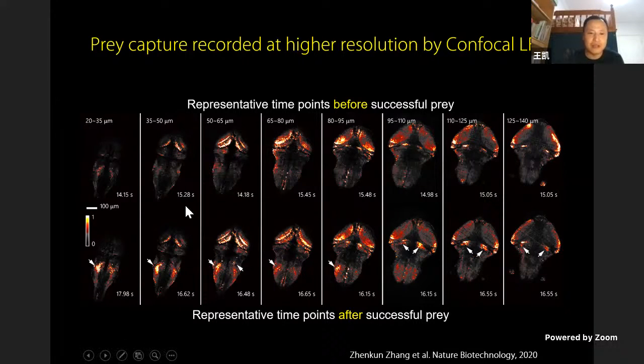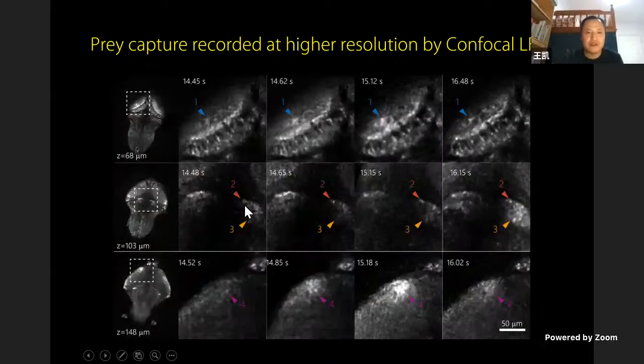As is evident, this is the zebrafish whole brain before and after successful prey capture. And at different axial ranges, we can see many isolated bright spots indicating isolated single neurons that are active during this process. We see a lot of features. If we zoom in, for example, we can see small regions in the upper tectum corresponding to the visual response. We can see single neuron activation along this process, and so on.